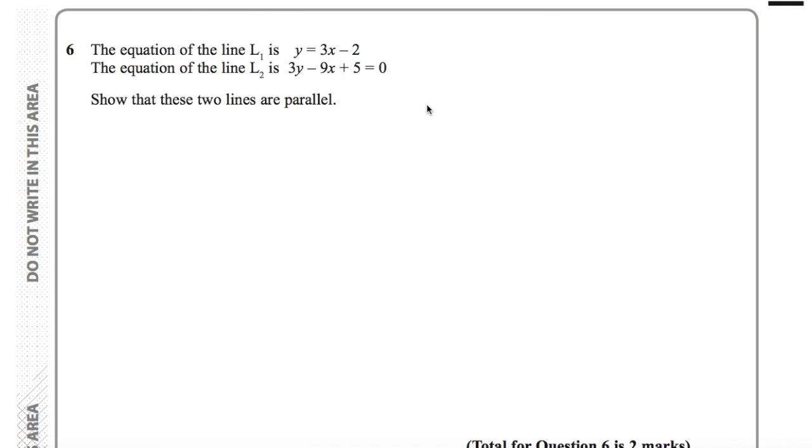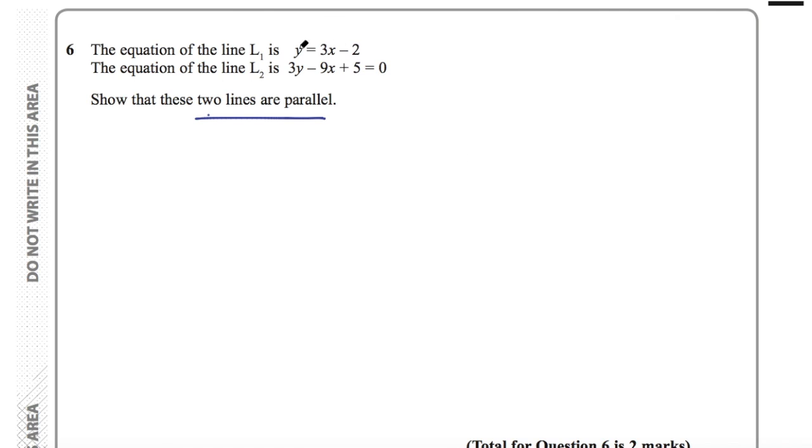Question 6 says, the equation of the line L1 is y equals 3x minus 2. The equation of the line L2 is 3y minus 9x plus 5 equals 0. Show that these two lines are parallel. So when a question says show these two lines are parallel, what that's asking you to do is to show that their gradients are equal. Because if two lines have the same gradient, they must be parallel.